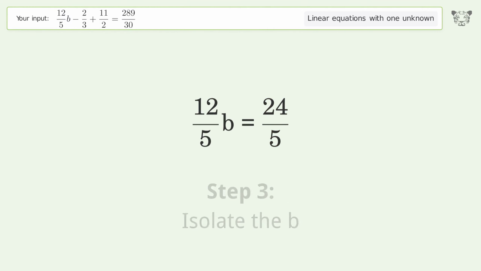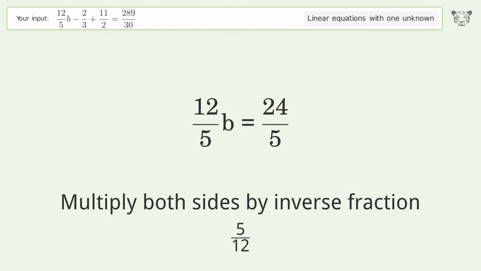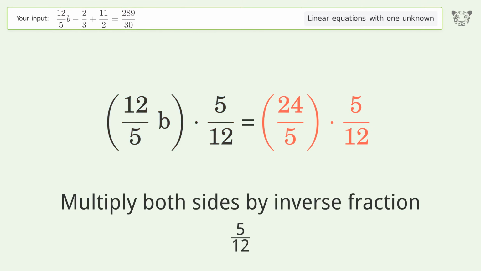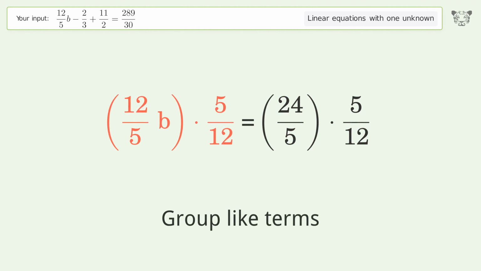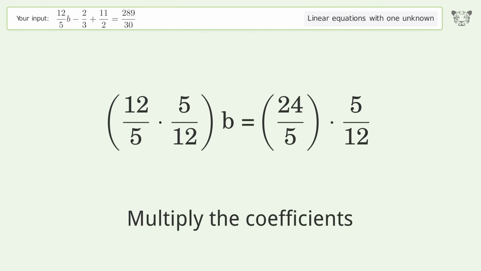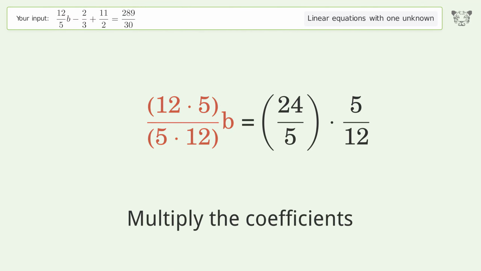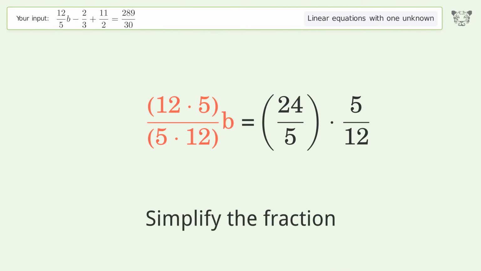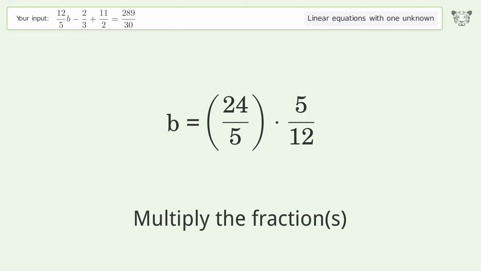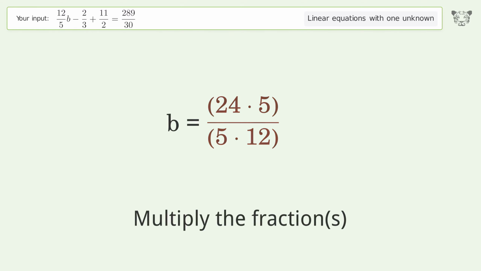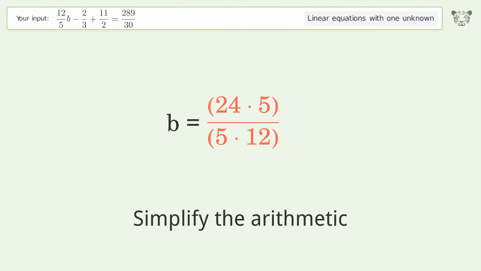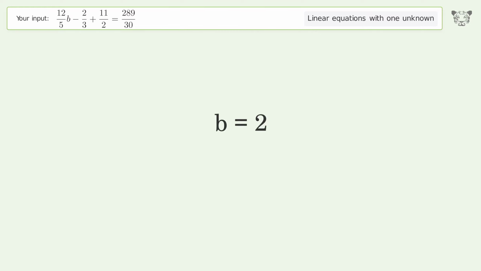Isolate the b. Multiply both sides by the inverse fraction 5/12. Group like terms. Multiply the coefficients. Simplify the fraction. Multiply the fractions. Simplify the arithmetic. And so the final result is b equals 2.